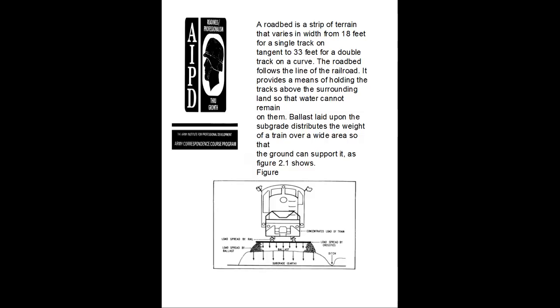The roadbed is concentrated under the load of the train. The load is spread over the cross ties and over the subgrade of the earth. The load spreads over the ballast, and the load is spread over by the rail.